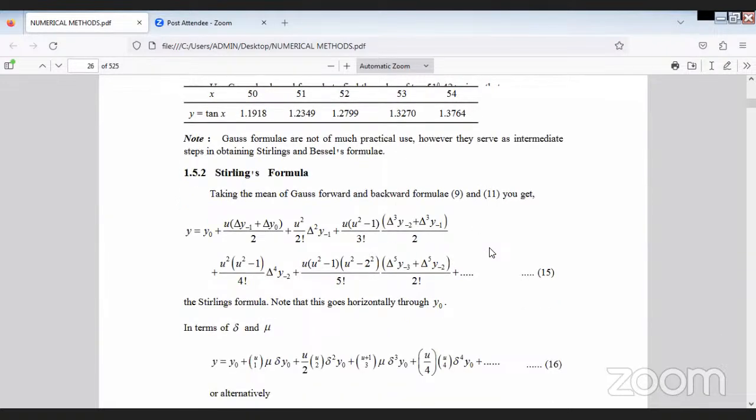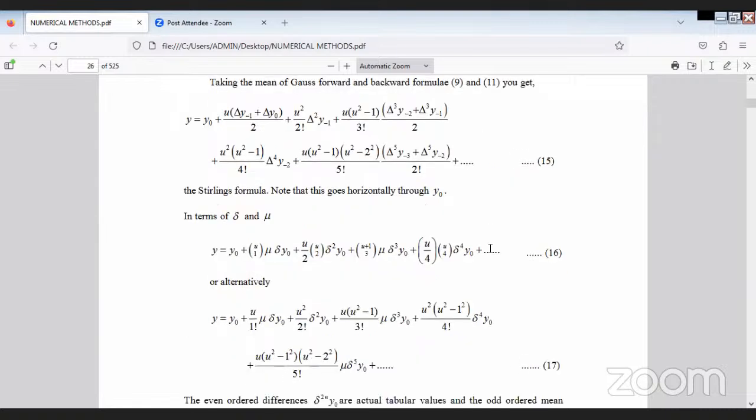This is a Stirling formula. What is the Stirling formula? Taking the mean of the Gauss forward and backward formula, y is equal to y naught plus u del y minus 1 plus del y naught by 2, plus u square by 2 factorial del square y minus 1, plus u (u square minus 1) by 3 factorial into 2 del cube y minus 2 plus del cube y minus 1, plus u square (u square minus 1) by 4 factorial del 4 y minus 1, and so on. This formula is called Stirling's formula. This is in terms of delta and mu.